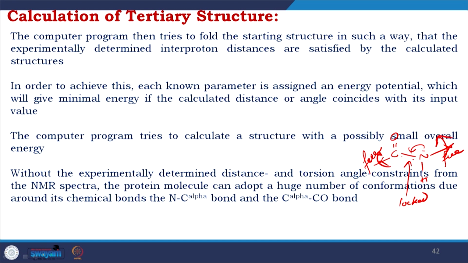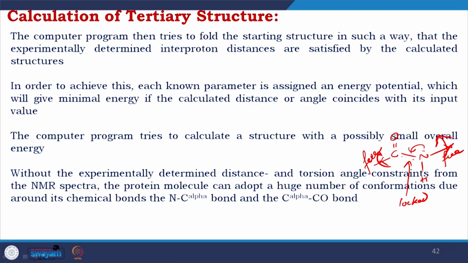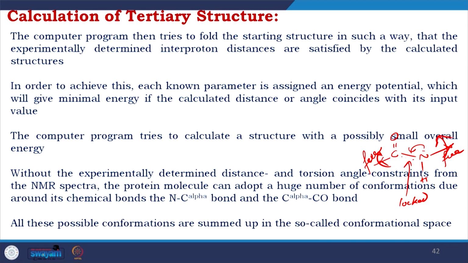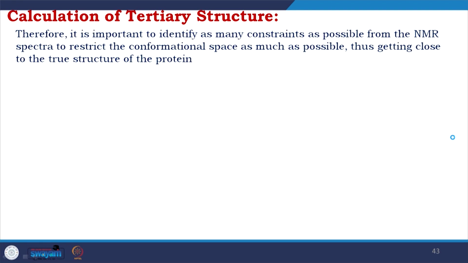So, they could theoretically achieve millions of conformations, but they are restricted by the other factors which are coming from the constraints, and that is why it says that without the experimentally determined distance and torsion angle constraints. So, if you have those constraints, then you could fix the model. All these possible conformations are summed up in the so called conformational space to get an optimized conformation. Therefore, it is important to identify as many constraints as possible from the NMR spectra to restrict the conformational space as much as possible, thus getting close to the true structure of the protein.